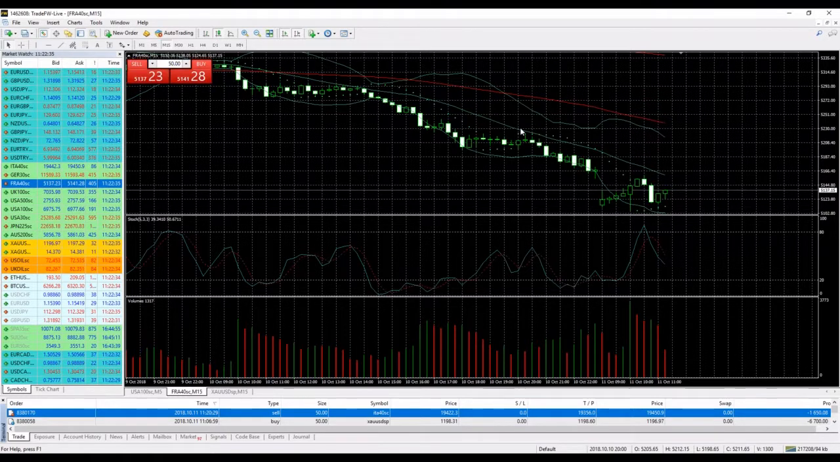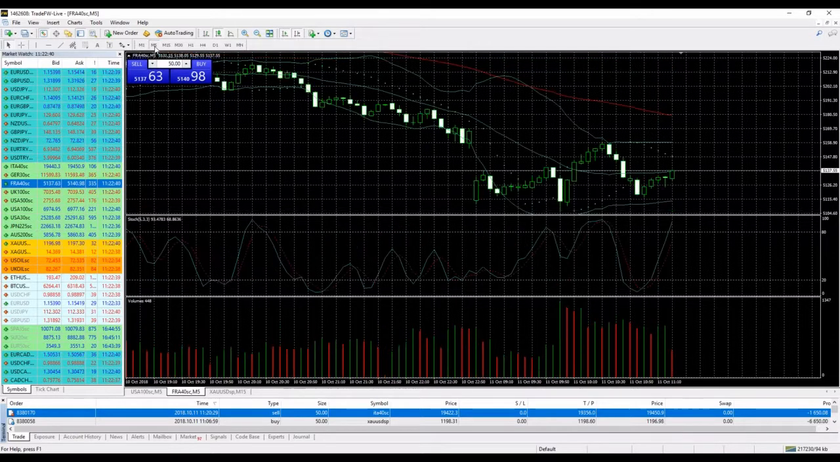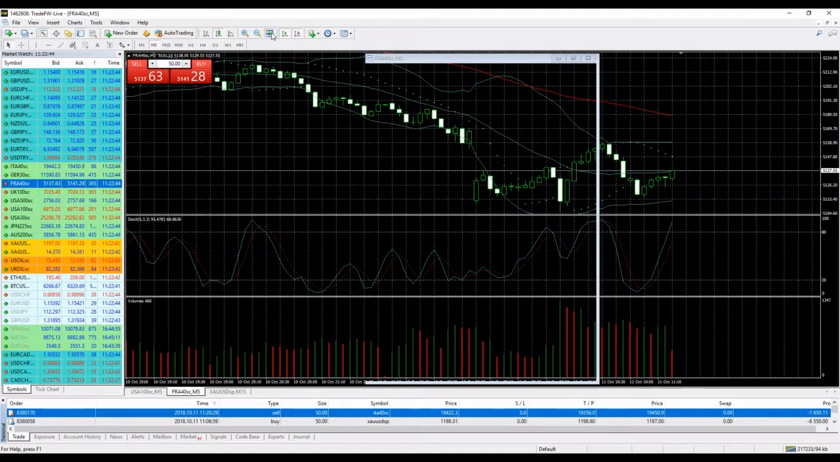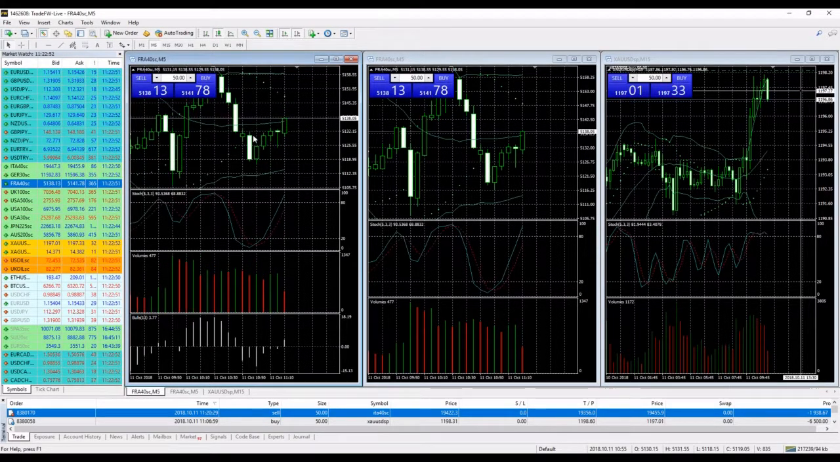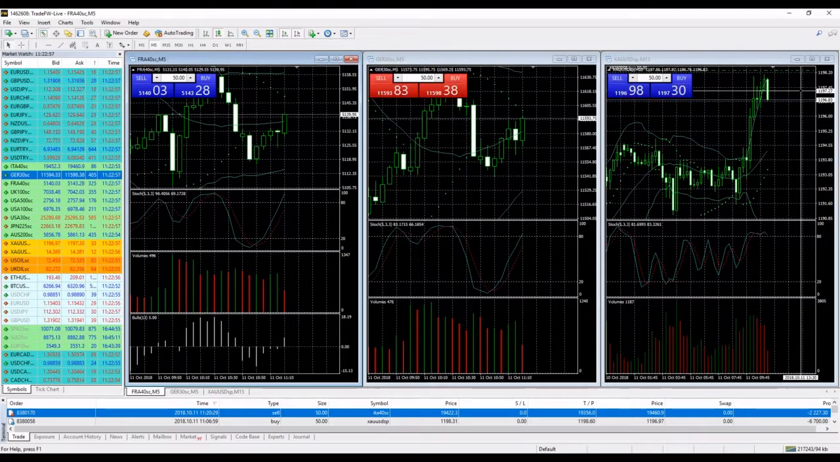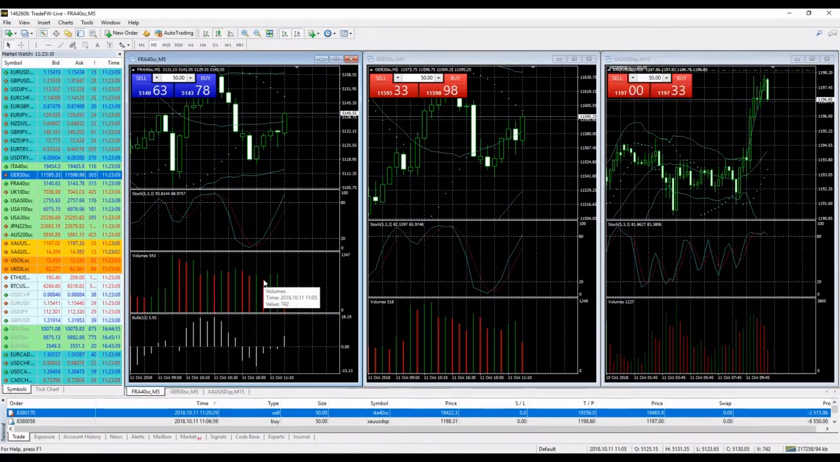France 40, the same picture as DAX. If we put them together, let's put them next to each other. Here, this is France 40 on 5 minutes chart. And then we put also DAX here on 5 minutes chart. This is DAX. This is France 40. They look identical. They really look identical. Even the indicators, everything looks identical.